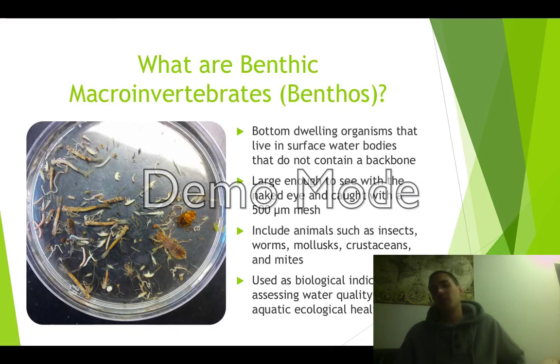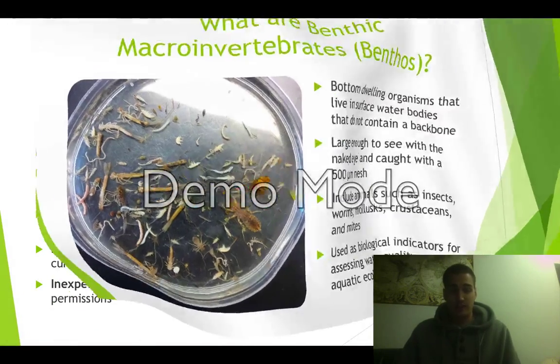So benthic macroinvertebrates, or benthos, are bottom-dwelling aquatic invertebrate organisms that live among stones, logs, sediment, and aquatic plants in various surface water bodies. They are large enough to see with the naked eye, hence macro, and are caught with nets containing a 500 micrometer mesh size. Benthos include animals such as insects, worms, mollusks, crustaceans, and mites, which can be used as biological indicators in assessing water quality and ecological health.